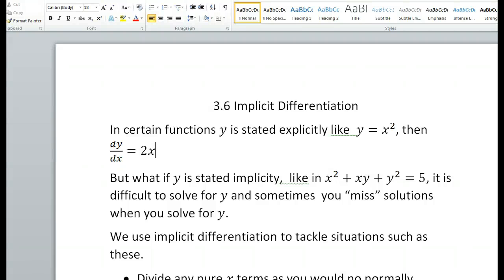So this is my prep video for section 3.6, implicit differentiation. First of all, let's look at what is meant by implicit.